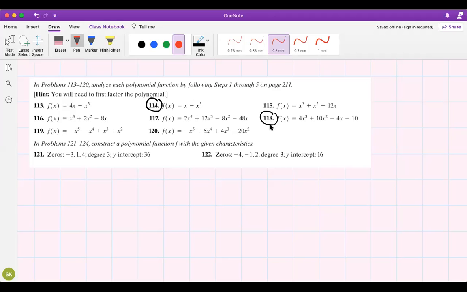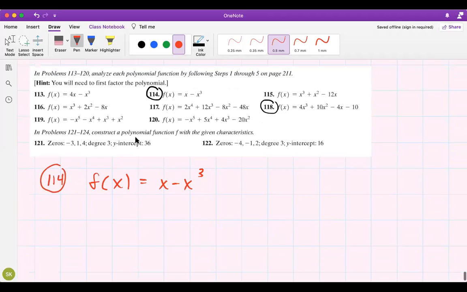I'm going to show you all you need to do for this. And what you need to do is factor it, if possible. And then when you have it in a factored form, then you can try to graph this. Okay, so 114, we have the function x minus x cubed. So we want to graph this. We want to analyze it.